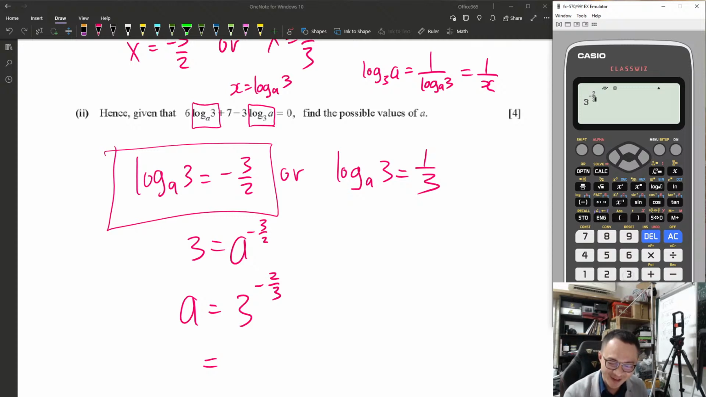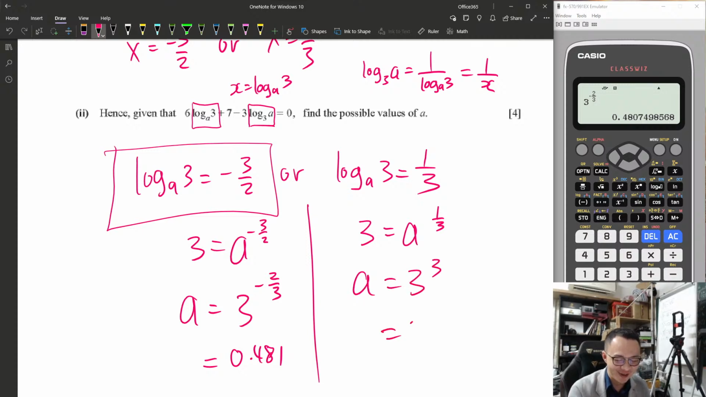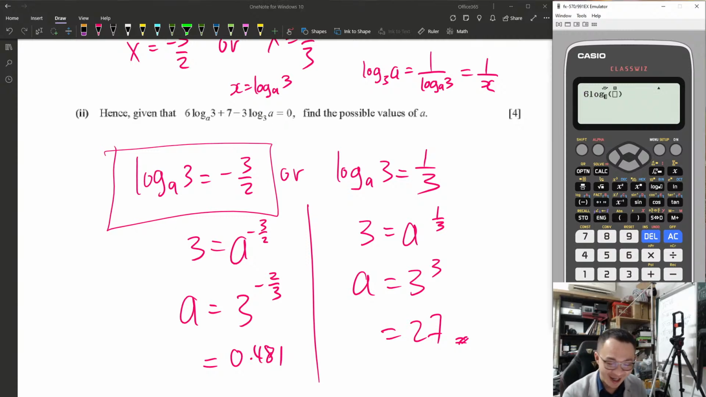Negative 2 over 3. So this is 0.8481. Okay, then the next one, this is 3 equals to a power 1 over 3. So a equals to 3 power of 3, so it's 27. Okay, like I say, you like it or not, be hardworking.